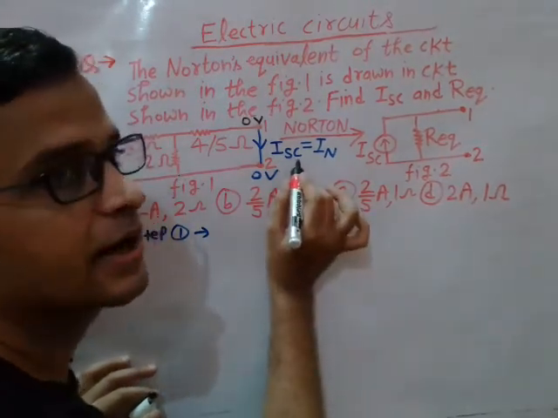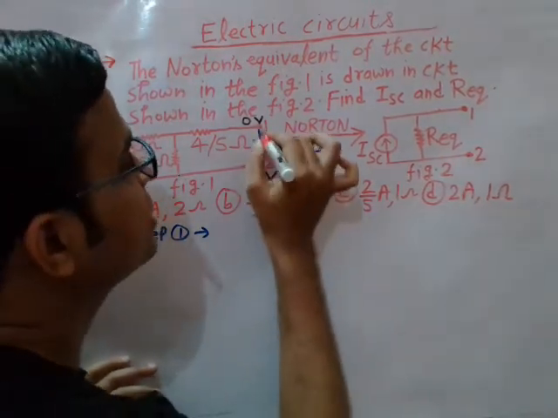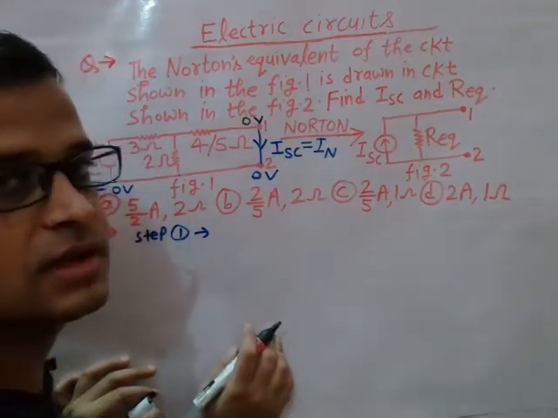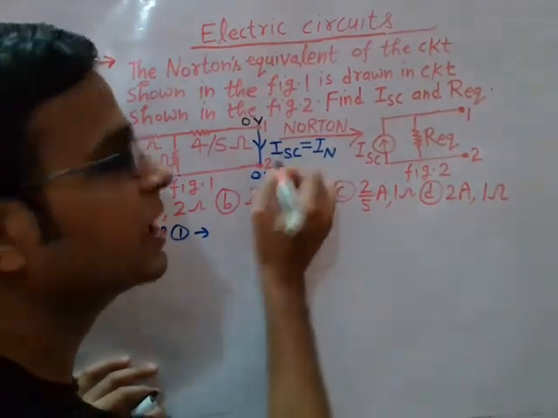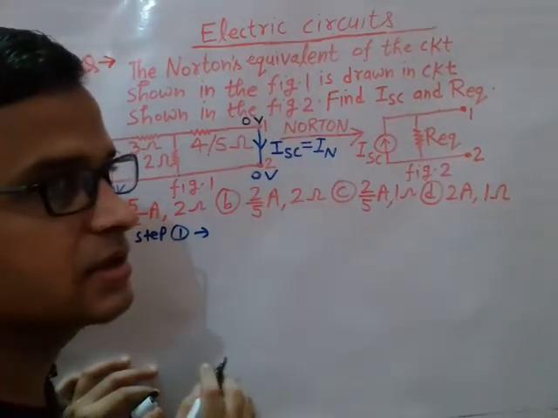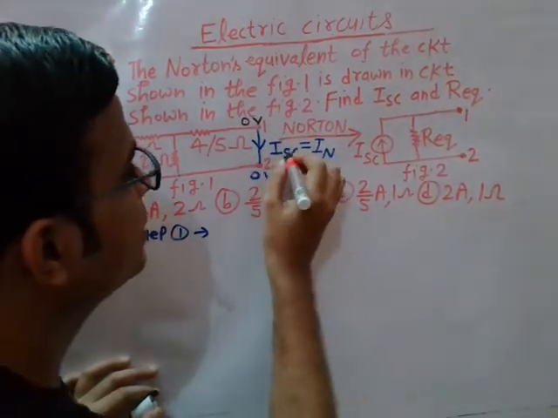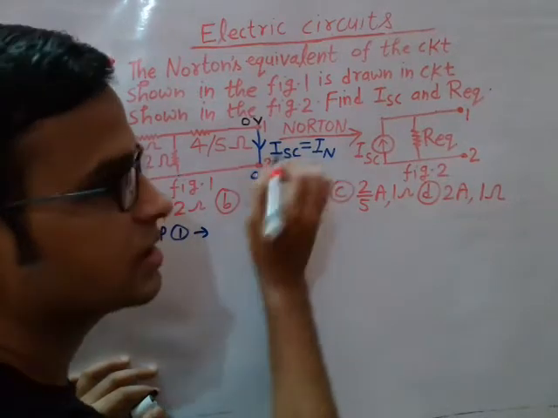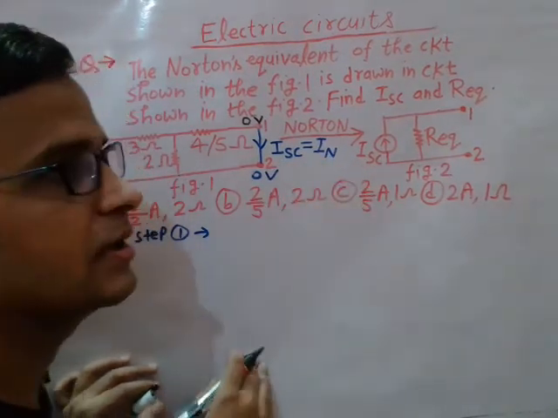Answer is current, right? So across the short circuit terminals, you cannot find the voltage. That means you will only find the current, right? Across the shorted terminals. So that's why we will find the short circuit current, which is nothing but the Norton's current.